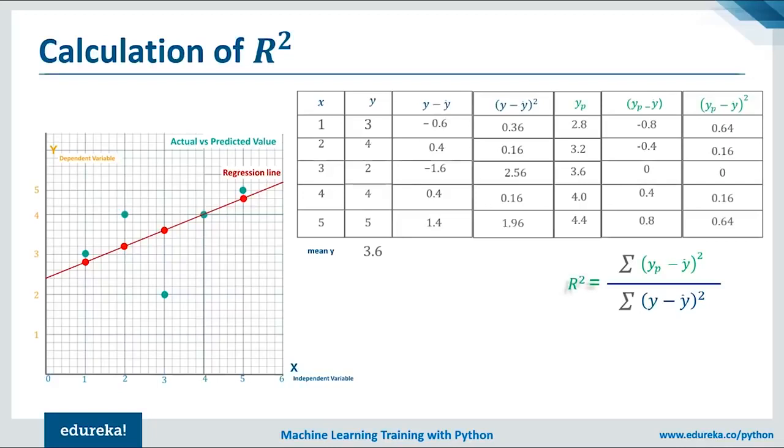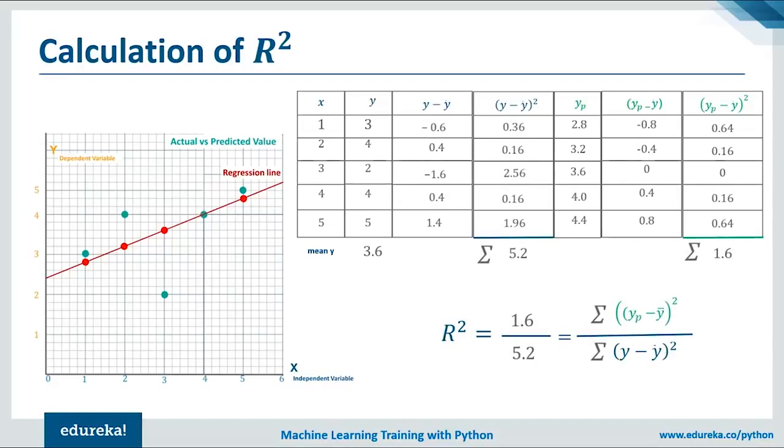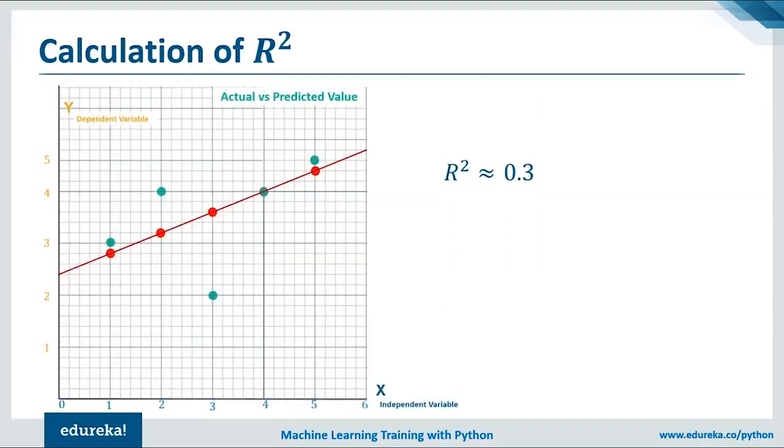Now, as part of the formula, we take the summation of (yp minus y bar) whole square and the summation of (y minus y bar) whole square. On summating (y minus y bar) whole square, what you get is 5.2. And the summation of (yp minus y bar) whole square gives you 1.6. So the value of R square can be calculated as 1.6 upon 5.2. The result you'll get is approximately equal to 0.3. Well, this is not a good fit. It suggests that the data points are far away from the regression line.